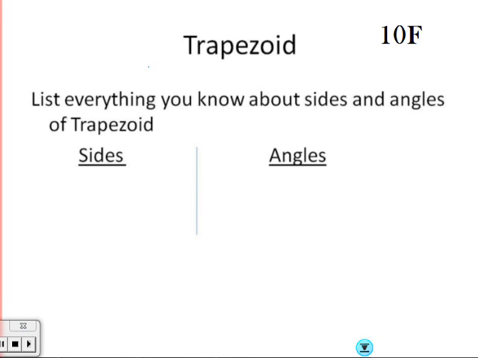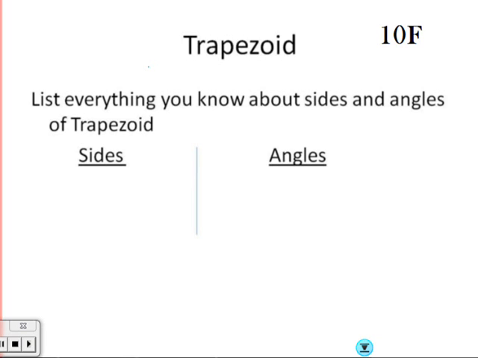All right, so first we're going to list everything we know about sides and angles of trapezoids. We're not going to list things that we know about quadrilaterals, things like the interior angles add up to 360. That's true for all quadrilaterals. It has 4 sides. That's true for all quadrilaterals. So we're going to try and just list the things that are specific to trapezoids, okay?